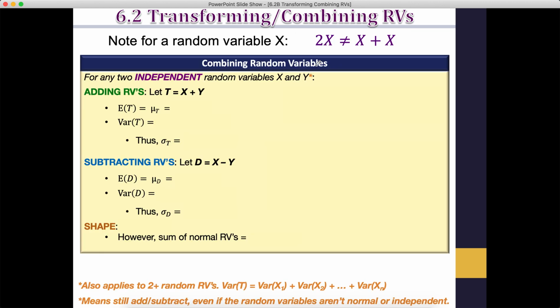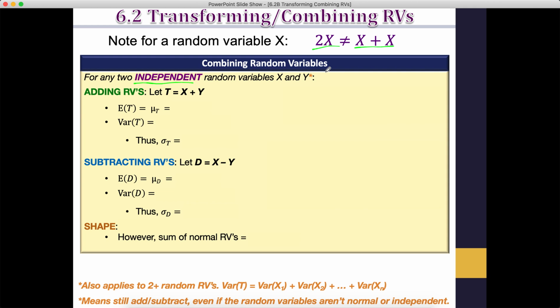So here it comes. This whole page is kind of dedicated to seeing what happens if I take two independent random variables x and y. And I'll harp on that independent part later. And kind of differentiating between the 2x, that was 6.2a, versus the x plus x, which is this new stuff.